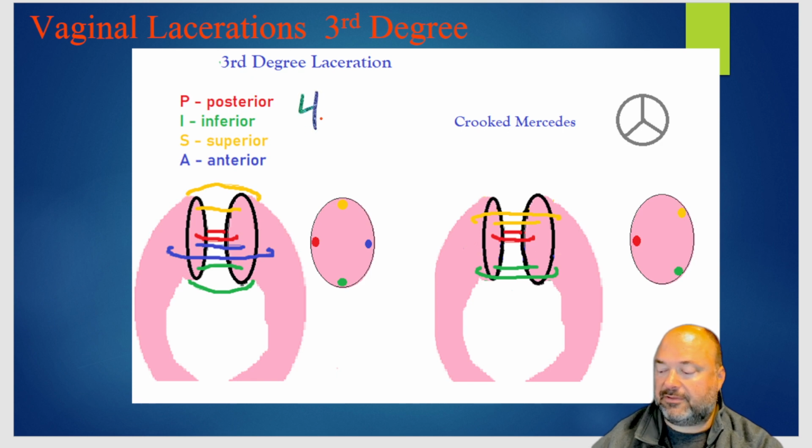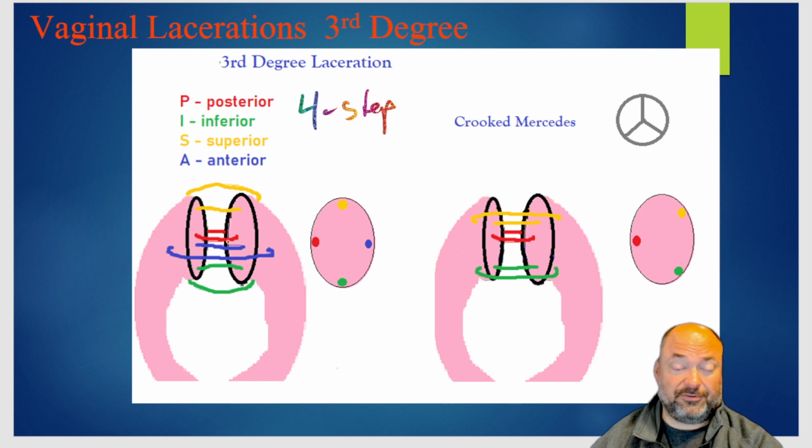Ideally, it talks about this kind of 4-step process with the PISA, posterior here in red, inferior in green, superior in yellow, anterior in blue. The reason for that progression is that if you started here anteriorly, you're going to close off the sphincter and not really be able to get back to the deeper areas of it and the inferior areas. So it's starting here with our posterior, and then going down to our inferior, superior, and anterior.